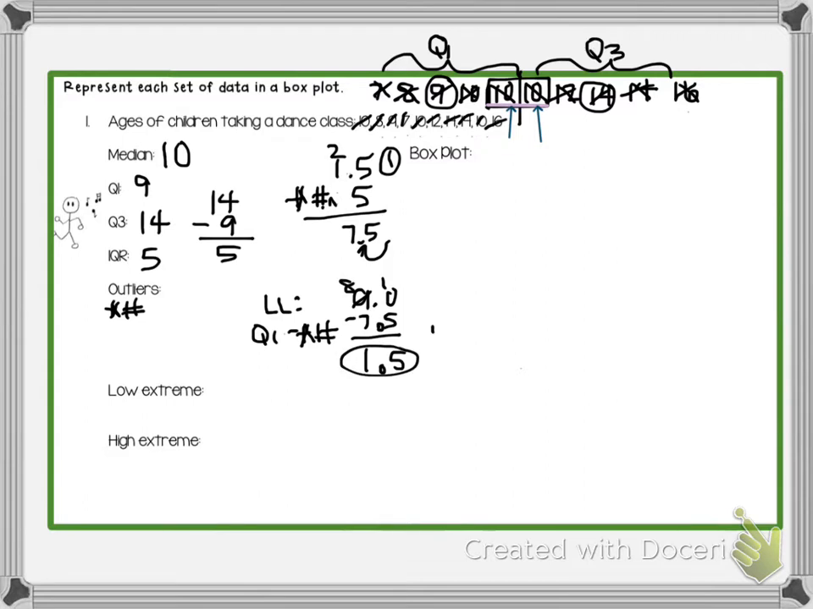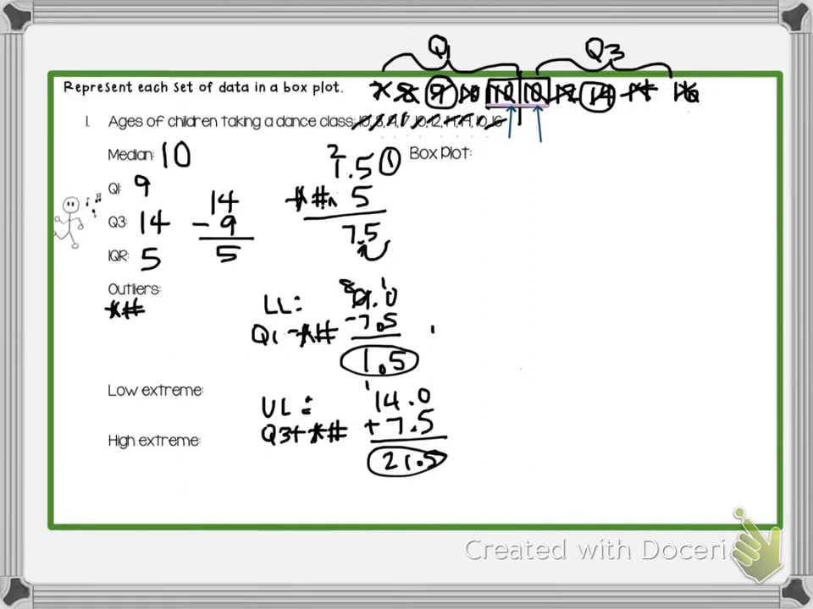Now we have to find our upper limit. Our upper limit is Q3 plus your star number. So Q3 is 14 plus 7.5. Okay, so 0 plus 5 is 5. 7, 8, 9, 10, 11. And 2. So upper limit is 21.5.